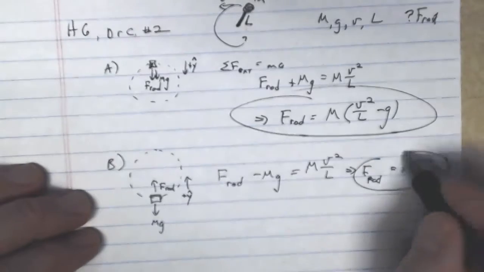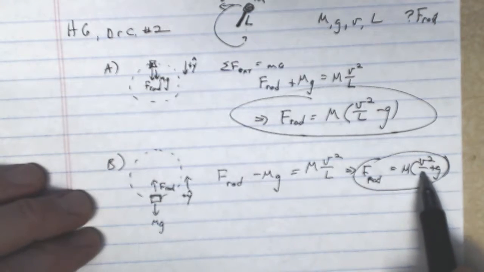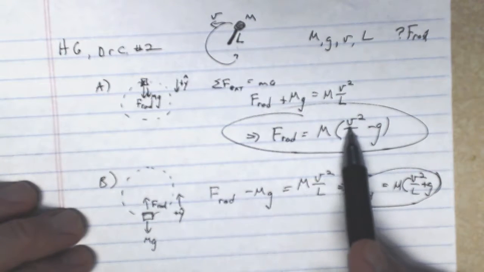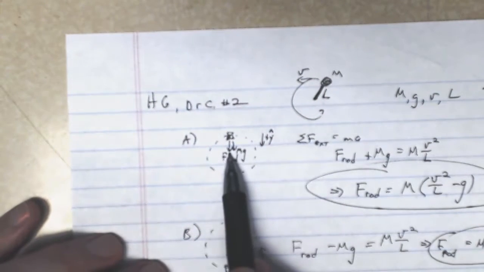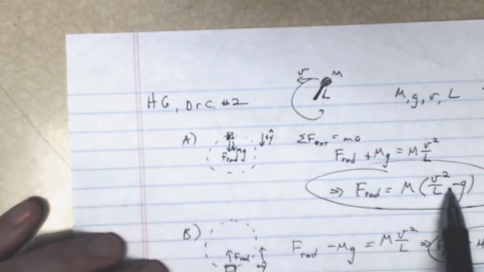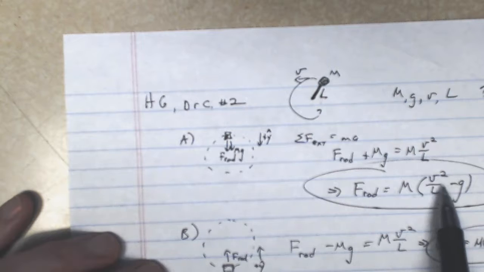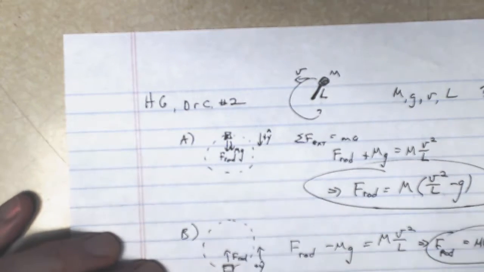Stopping to think for a moment, I look at the difference between these two. This must always be a positive value because you're adding two positive numbers. This could be positive or negative, depending upon the relative magnitudes of v squared over L compared to G. So that tells me that my choice of the rod's force being down is correct if v squared over L is bigger than G, but it's the reverse of the correct answer if v squared over L is less than G. But there's nothing wrong with that as long as it's a rod. A rod can push out or pull in, unlike a string, which can only pull in. So everything's fine. We can continue on to part C.